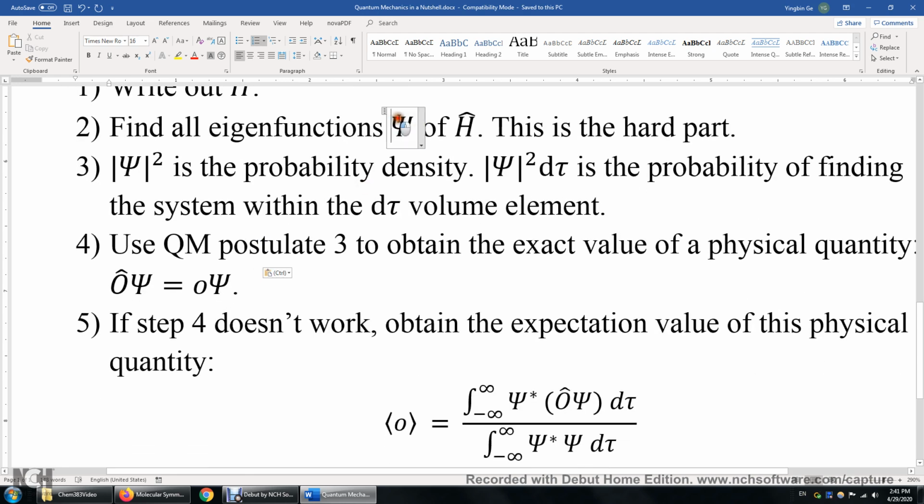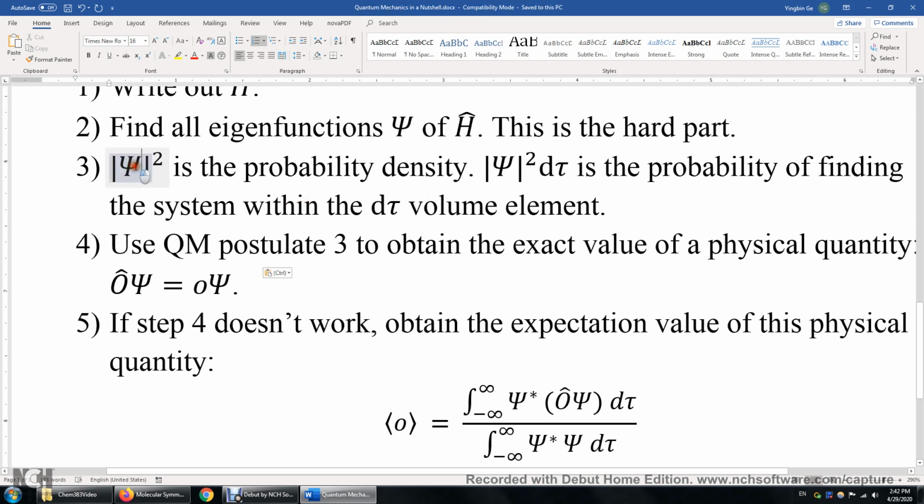Assume that we have solved the Schrödinger equation. That means we have found all the eigenfunctions for this Hamiltonian, and then this psi squared. To be more accurate, the squared modulus of psi is the so-called probability density. Psi squared times d tau is the probability of finding that system within the d tau volume element.